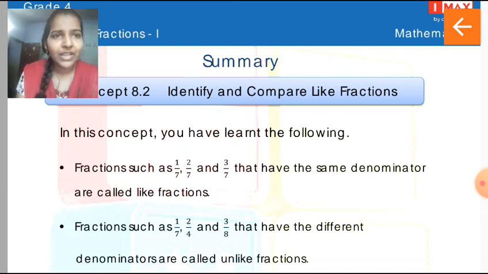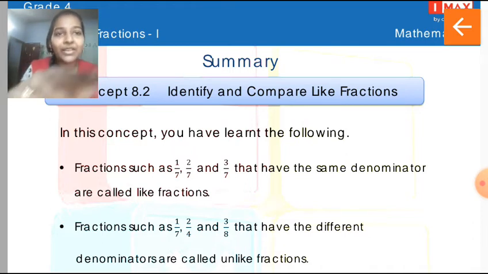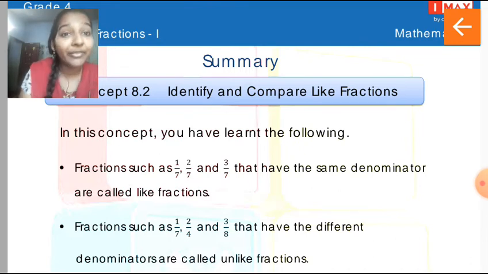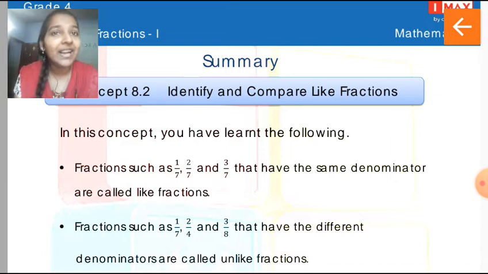Okay children, can you tell me what are unlike fractions? Fractions such as 1 by 7, 2 by 4, 3 by 8 that have different denominators are called unlike fractions. Fractions which do not have the same denominator are called unlike fractions. Got it? Examples are 1 by 7, 2 by 4 and 3 by 8. These all are unlike fractions. Very simple, right?